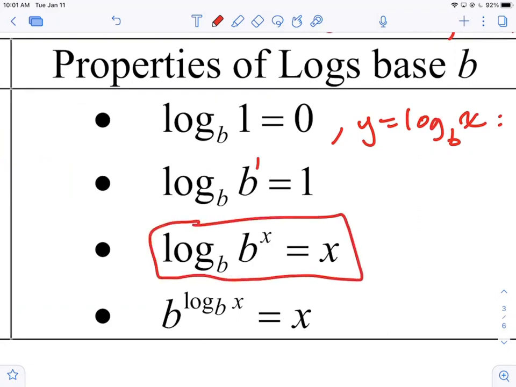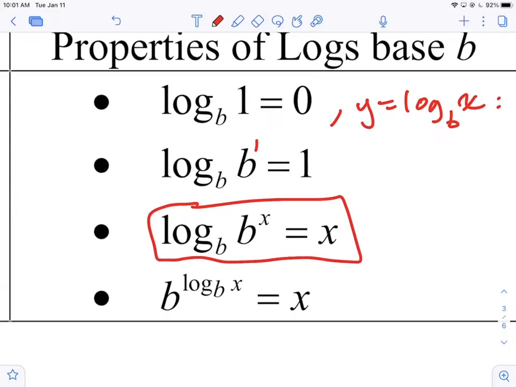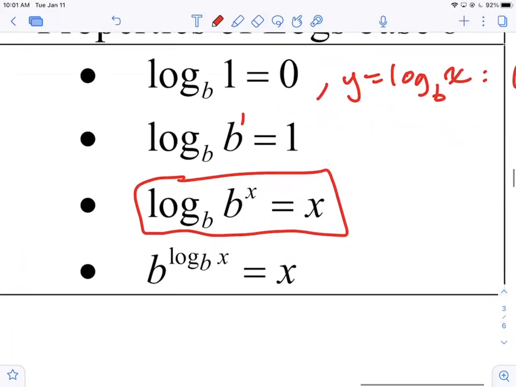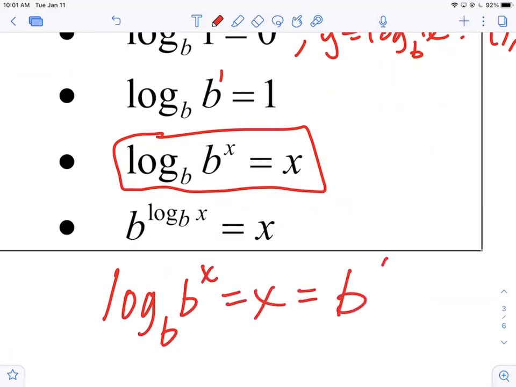Log base b of b to the x is x. That's exponentiate it and then log it, or do it the other way around. Log it and then exponentiate it. So we can write those like this. Log base b of b to the x is x. Or you could say b to the log base b of x is x. When you compose two functions back to back, what do they do to each other? Undo each other. Yeah, you're right back where you started.